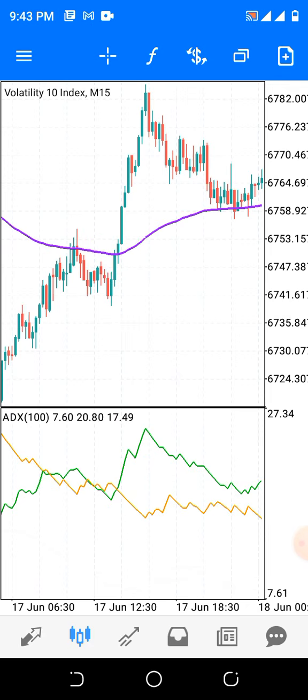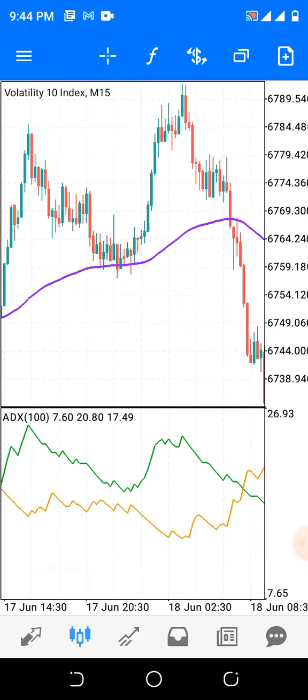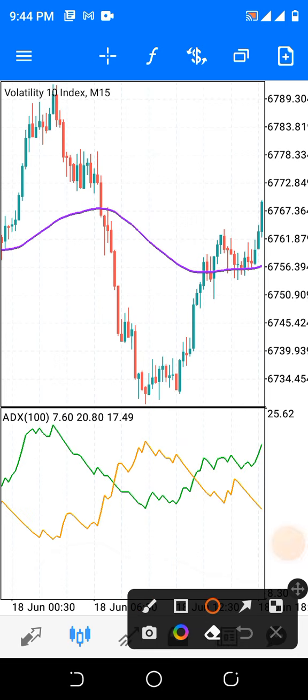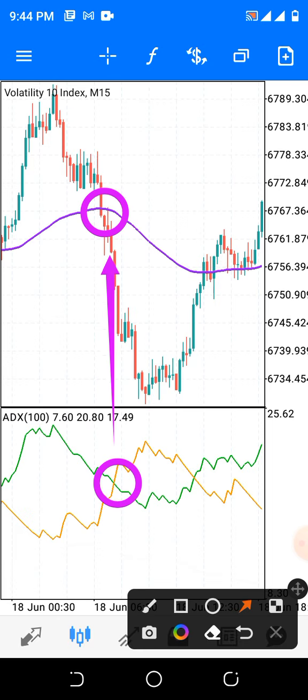So we move. Watch here again. You see a simultaneous crossing. This is the ADX crossing, and here is the price crossing the moving average. If you check, both of them occur at the same time. So we take our trade. Here we take a sell position. You understand? So this is enough gain for you to bag.